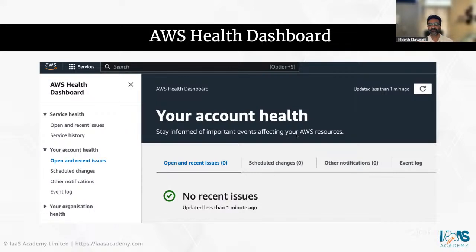So you can see if any scheduled changes that they're planning, for instance, maybe they are upgrading some of their servers and one of your VMs, one of your EC2 instances are running on that server, you will see a notification of that and you can take appropriate action, or they will tell you what needs to happen in order to ensure that you don't experience any outage. So that's the AWS Health Dashboard. You'll likely see an exam question on that as well.